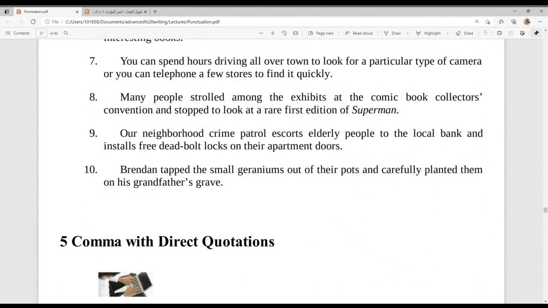Now, look at the next example here. You can spend hours driving all over town to look for a particular type of camera, or you can telephone a few stores to find it quickly. Yeah, comma before or. Yes. Many people strolled among the exhibits at the comic book collectors convention and stopped to look at a rare first edition of Superman.